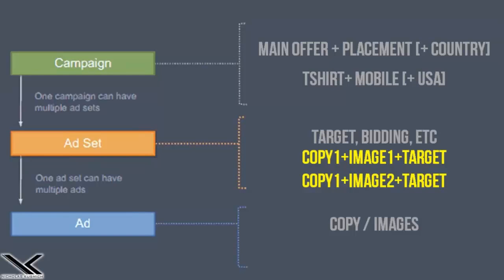So copy 1 plus image 1 plus target. Because remember, placement and offer is already happening at the campaign level. So at the ad set level, it would say copy 1, image 1, and target. And let's say we're doing a split test where we're split testing 2 different image variations with the same copy to the same target. Then it could be copy 1, image 2, target. Now, if we want to expand this even further, then it could be copy 2, image 1, target, and copy 2, image 2, target.